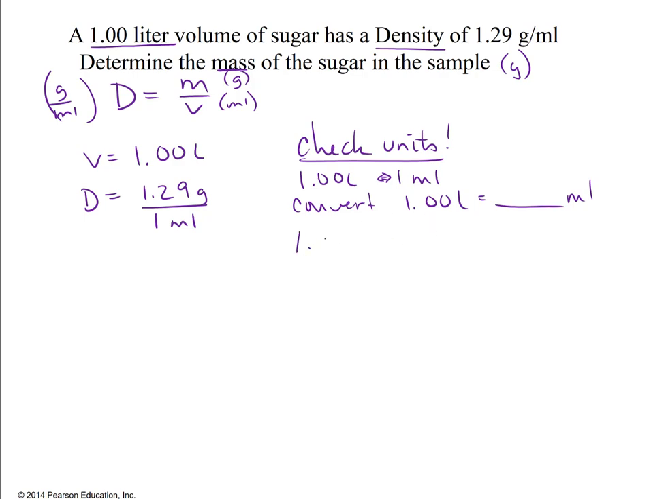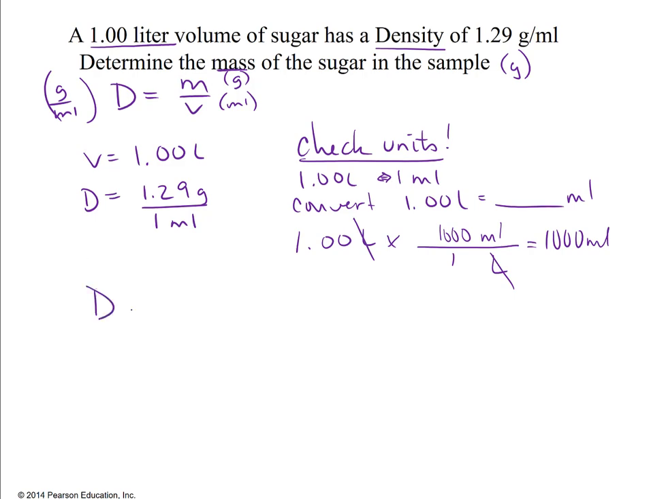Since I have liters, it's just a one-step conversion. Times in a line: liters goes on the bottom, milliliters goes on top. Milli gets 1,000, liters has a 1. So liters and liters will cancel. So 1.00 liters times 1,000 will tell me that I have 1,000 milliliters. So now I have milliliters and I have density in milliliters.